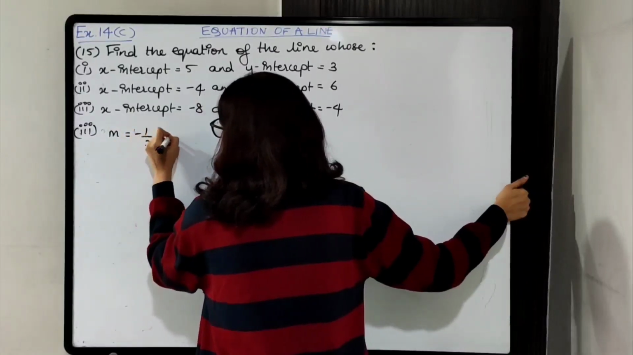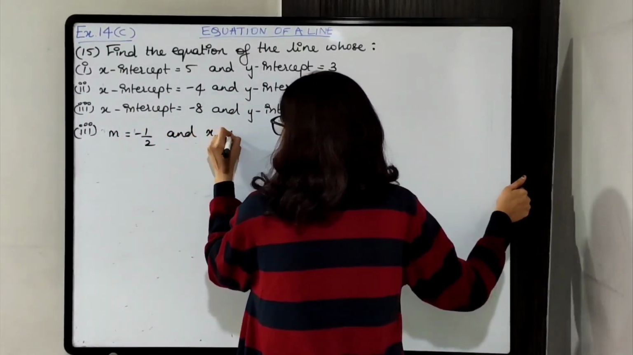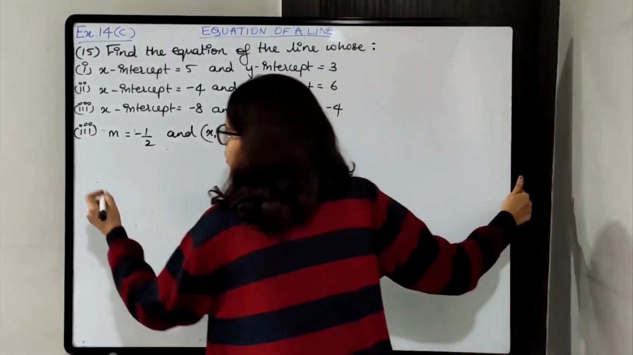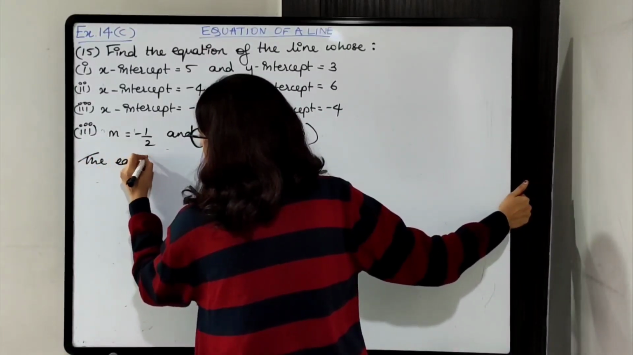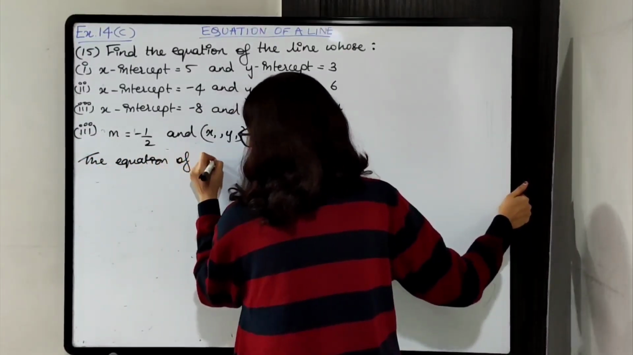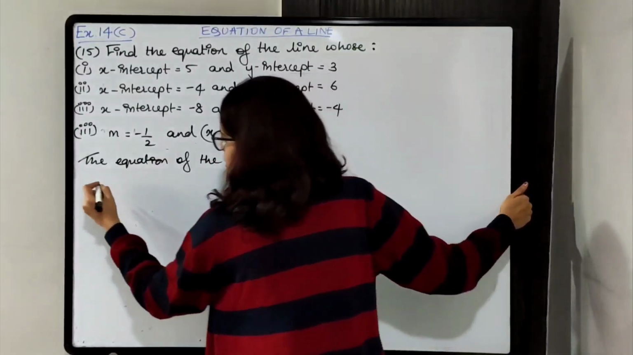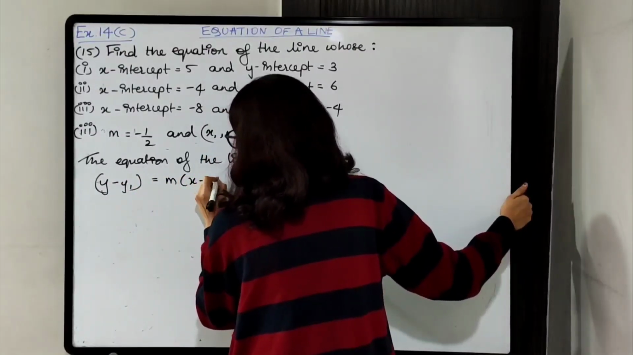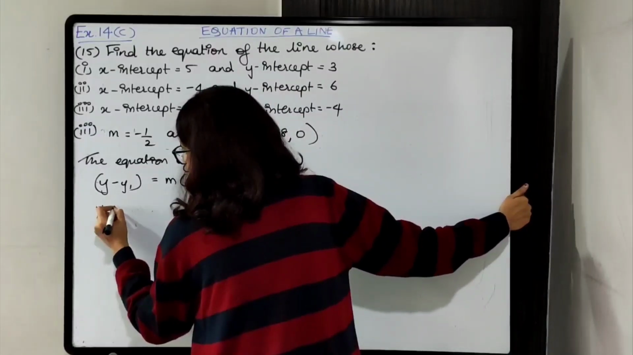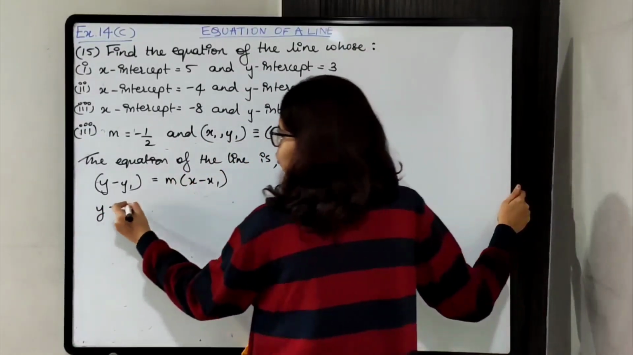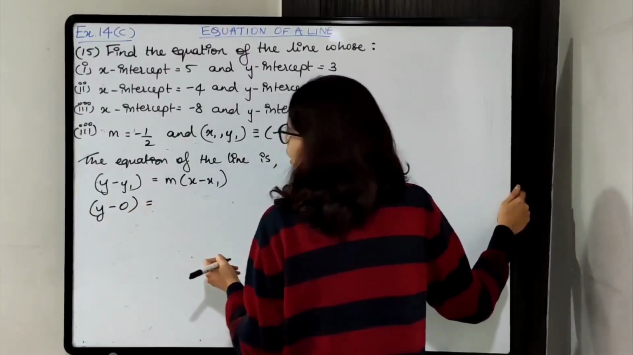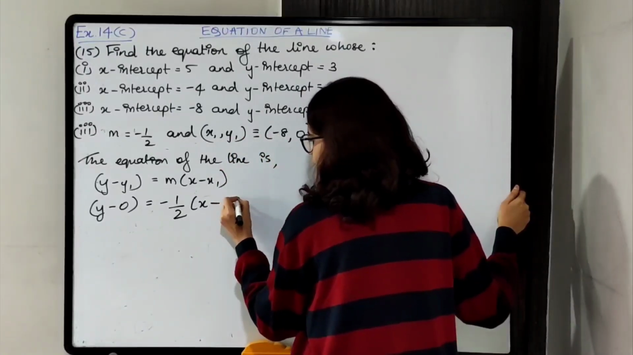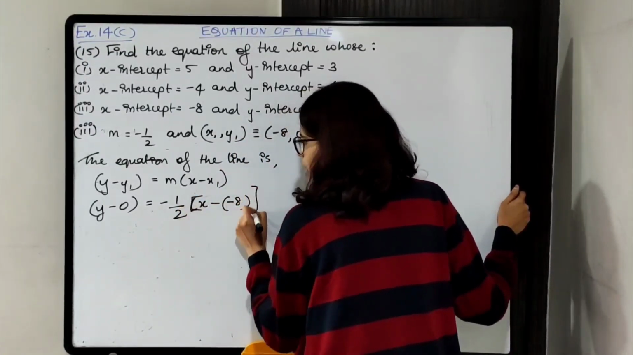So m is minus half and x1, y1 is minus 8 comma 0. So the equation of the line is y minus y1 equals m into x minus x1. So y as it is, y1 is 0, equals m is minus half into x as it is, x1 is minus 8, so you have to put box brackets outside.